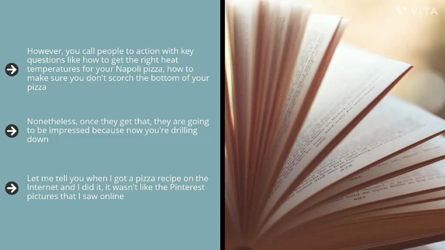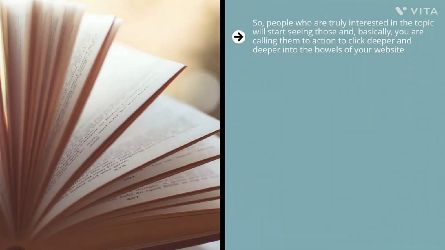That's what people are going to be looking for, because now you've given them basic information and then you're cluing them in by saying, well, there is other stuff that you need to know, and if you don't do these, you're not going to get the results that you're looking for. So people who are truly interested in the topic will start seeing those, and basically, you are calling them to action to click deeper and deeper into the bowels of your website.